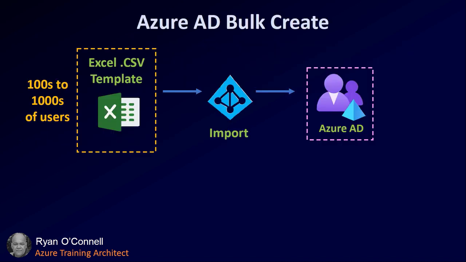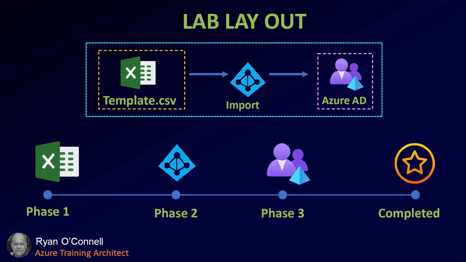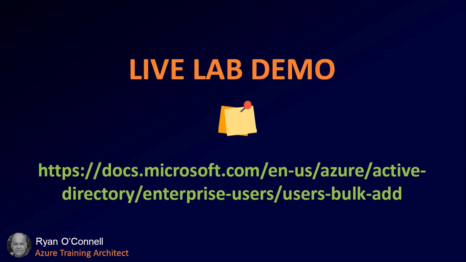Again, what we're going to do is download our CSV format, and then import it into Azure AD. So what's our lab going to look like? Well, we're going to download a template CSV file from Azure. We're then going to modify that template file, and then import it into Azure AD. So phase one would be downloading the template and editing it. Phase 2 would be uploading the template, and phase 3 would be populating that information into Azure Active Directory.